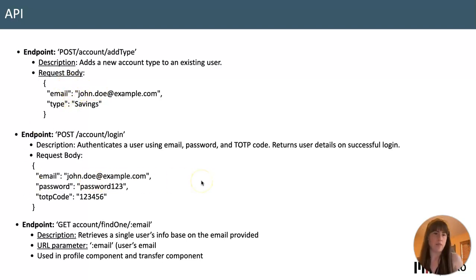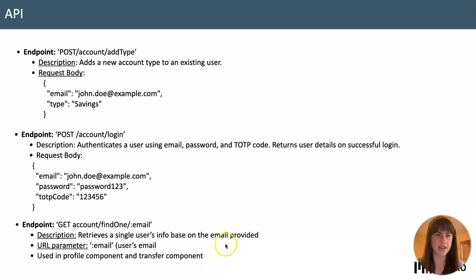We have the post route for login, which authenticates a user using email, password, and their code from their authenticator. This is what the request body looks like, and this request is posted to the database, and if it matches what is in the database, it returns a successful login message to the front end.